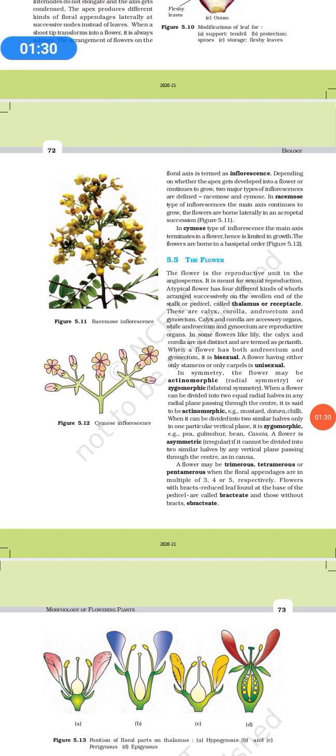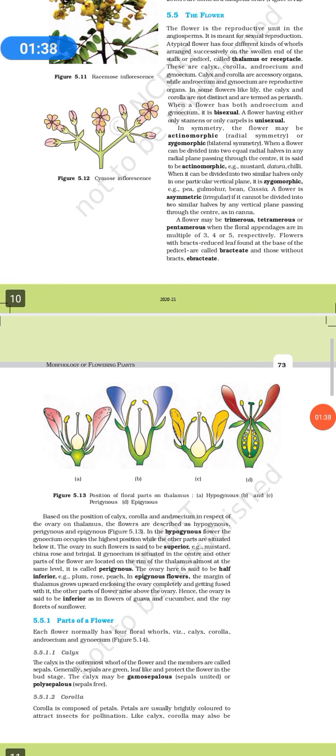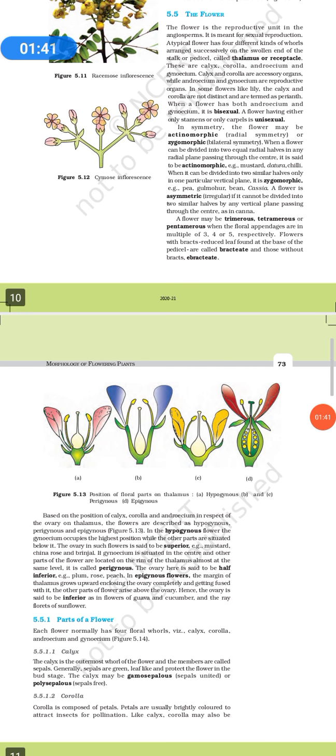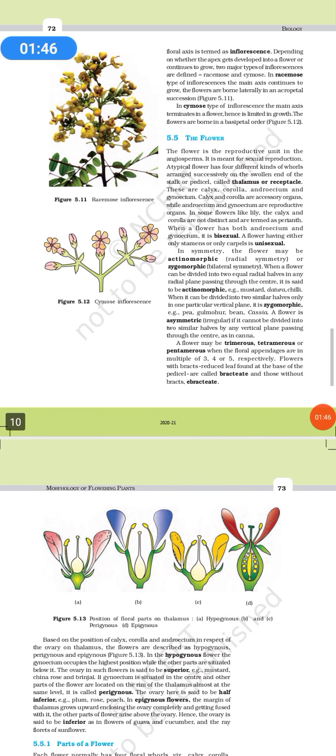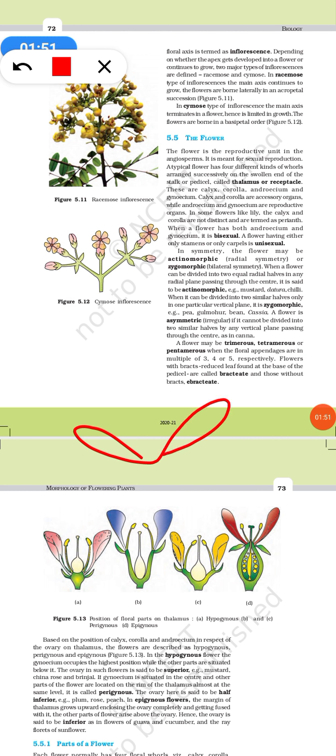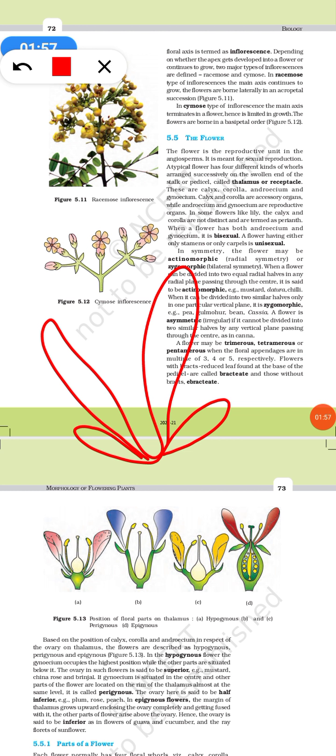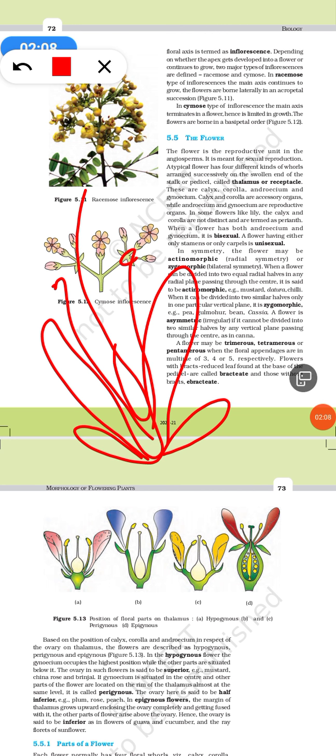Okay, now coming to the flower. There are four whorls in a flower. So the four whorls are basically your sepals, petals, androecium and gynoecium. So I have the sepals as the outermost whorl, petals as the next whorl, then I have the androecium, and then I have the gynoecium. So there are four whorls of the flower.